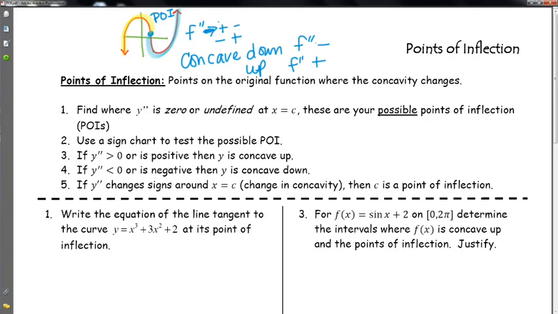And so you can see I have a list of how you find this. Similar to finding extrema, you want to find where your second derivative, in this case not your first derivative, is 0 or undefined. Again, undefined means a lot of times that your denominator is going to be equal to 0.